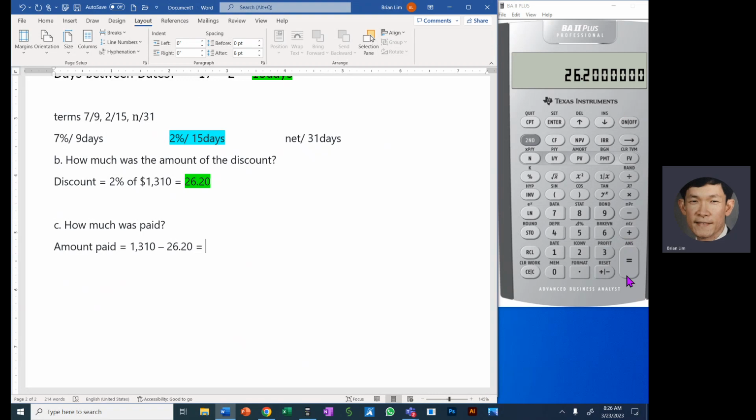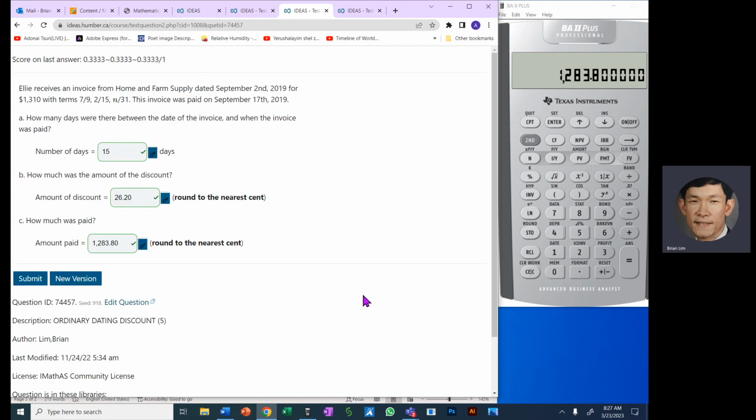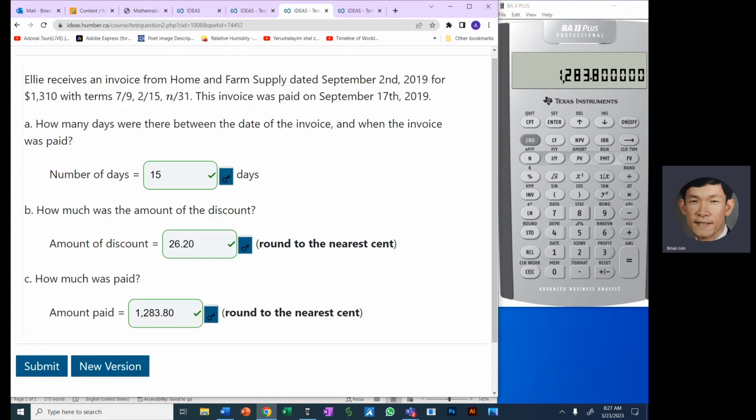Now we have the 26.20. If we wish, we could just make it negative, and then we can just add 1310, and that gives us the amount of $1,283.80. So hopefully this is correct. I don't have any reason to question it, but we will find out when we enter the value in the answer, 1283.80. Now, these answers should all be positive, so round to the nearest cent, and we submit, and as you can see, it is correct.